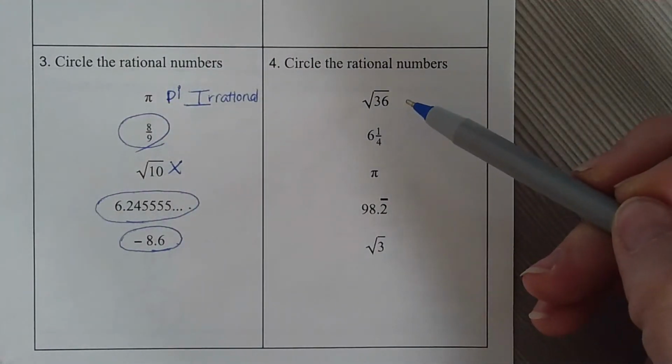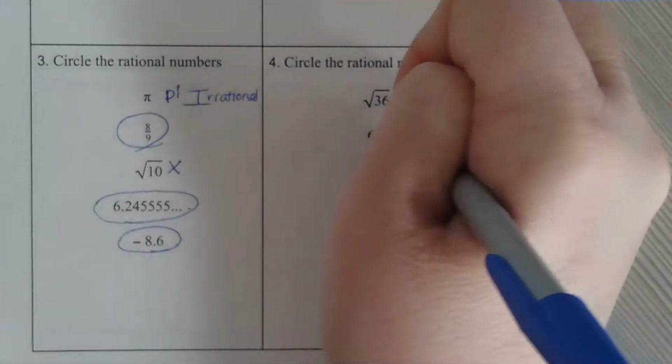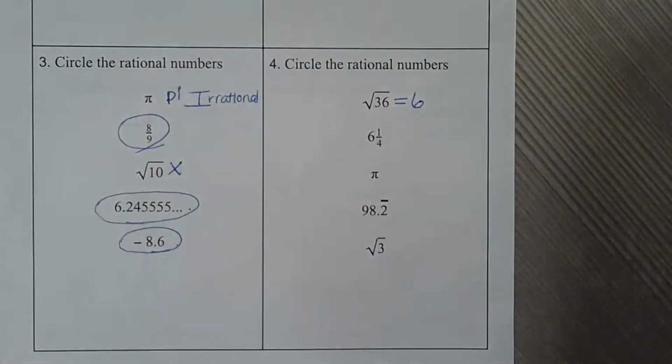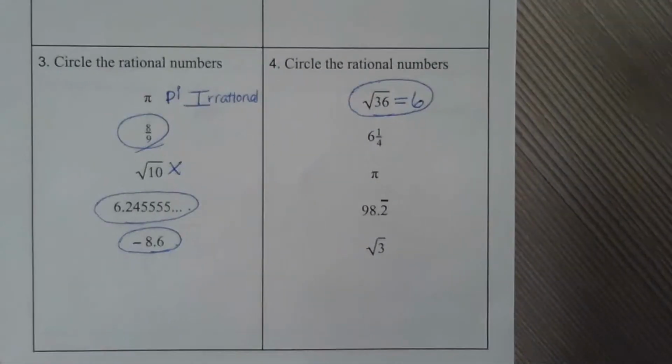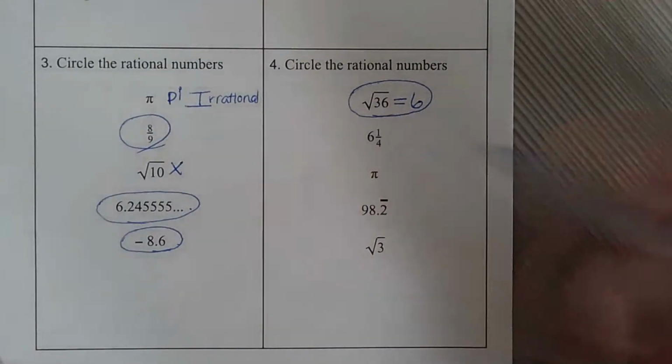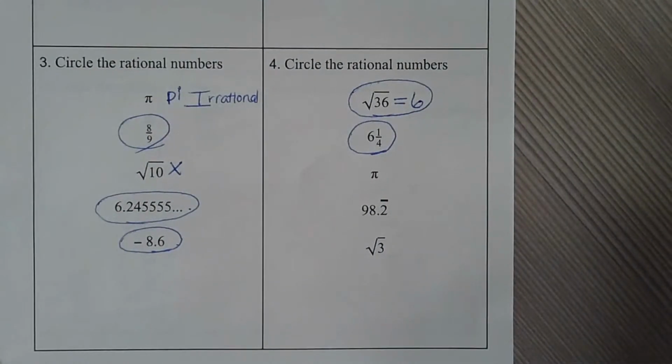Looking over here at number 4, we have the square root of 36. What times what is 36? 6. So because the square root of 36 is a perfect square, it is rational. Next, we have a mixed number. It contains a fraction, so that makes it rational.